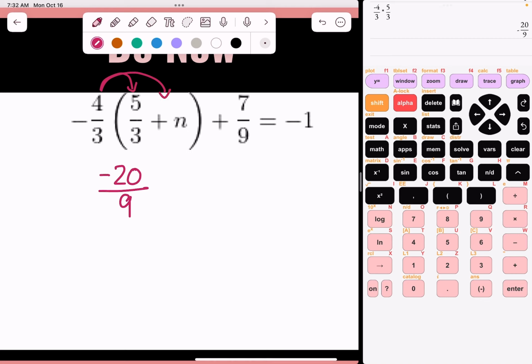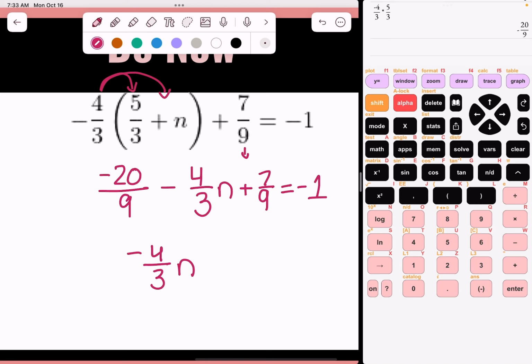Then we're going to do negative 4 over 3 times n, which is negative 4 over 3n. And we could bring down the 7 over 9, which equals negative 1. All right, now, we only have this negative 4 over 3n, so we could leave that alone. But we do have this negative 20 over 9 plus 7 over 9. Well, they're the same denominator, so we just do negative 20 plus 7, which is negative 13 over 9.